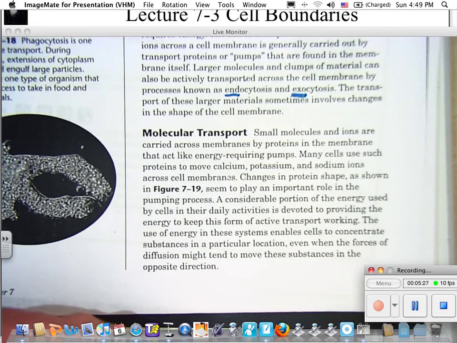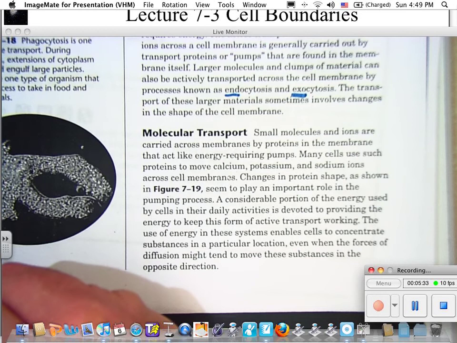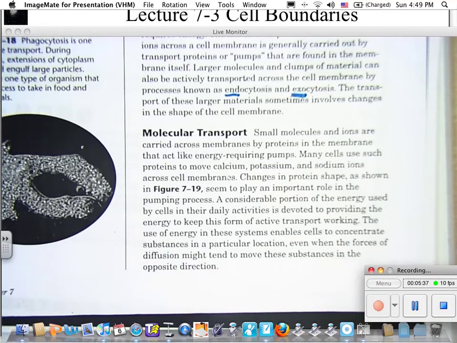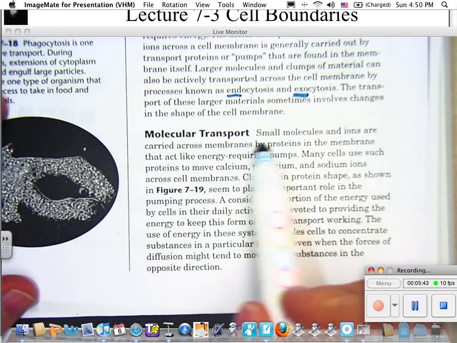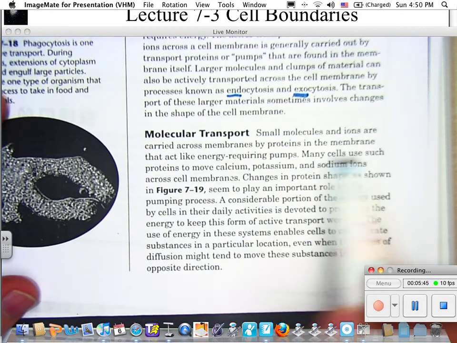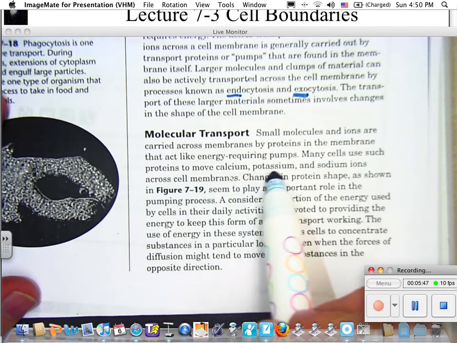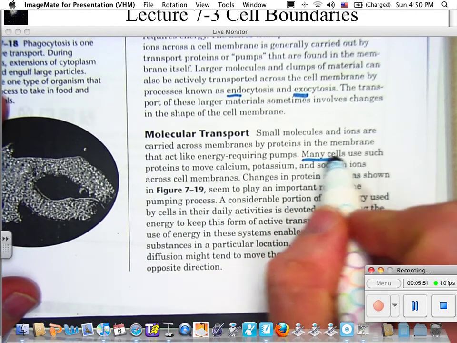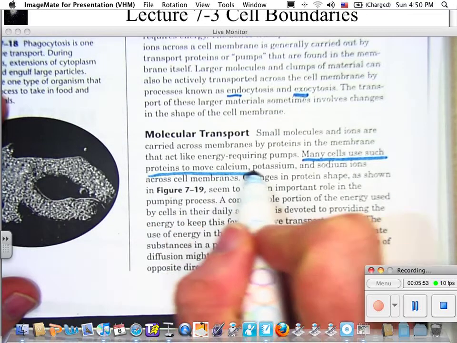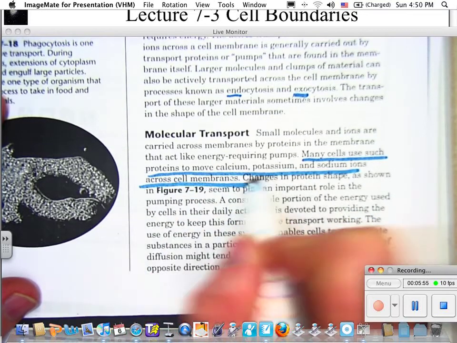That's a great example. Air will not diffuse into your tire to the pressure that is necessary for riding your bike. But if you use an energy pump to put air into the tire, well, there you go. That's the same thing. Many cells use such proteins to move calcium, potassium, and sodium ions across the cell membranes. I'd love you to know: what are 3 ions that usually require energy?